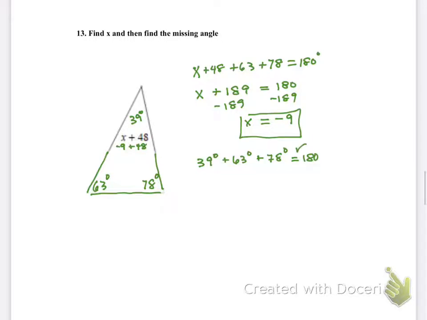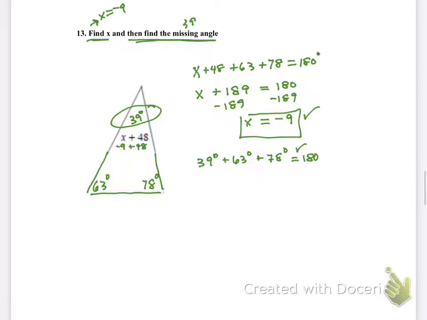So the missing angle was 39 degrees. That's part of the answer you needed, and x is negative 9. And that would satisfy the requirements for number 13 because it said find x and then find the missing angle. So if you only find x, you will only get half of the credit. Okay, the missing angle was 39 degrees.